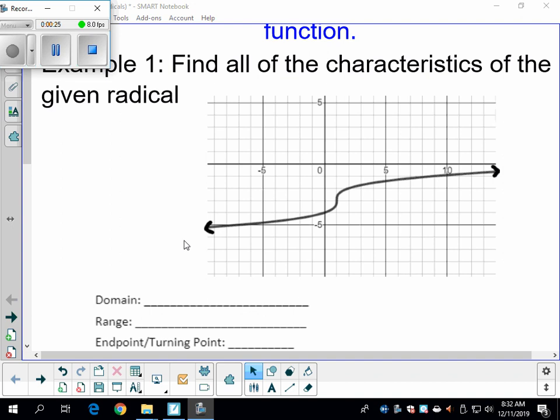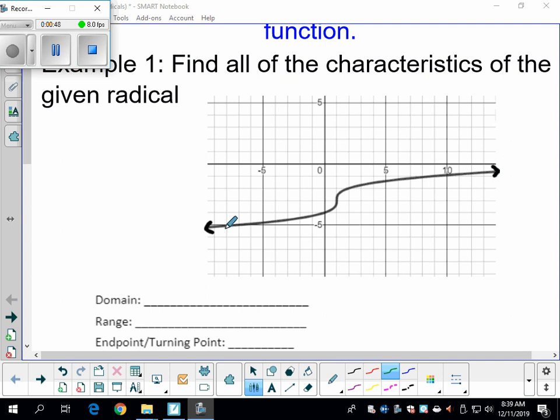Domain is your x values. If you're looking at the x-axis, x values are the horizontal, how far left to how far right will the graph go. So when I'm looking at the graph, I'm looking at the farthest most left arrow. Are there any breaks in the graph? Nope, it's continuous.